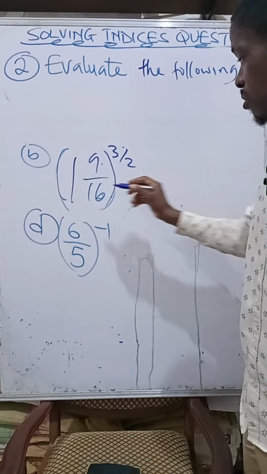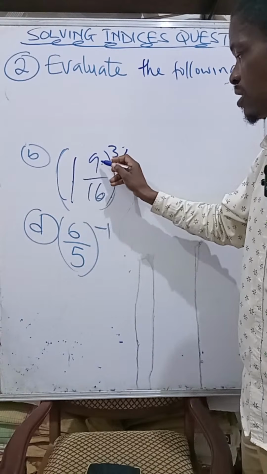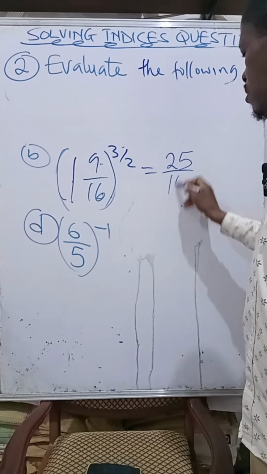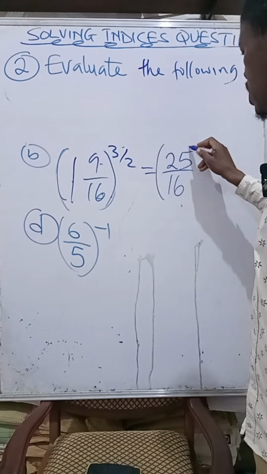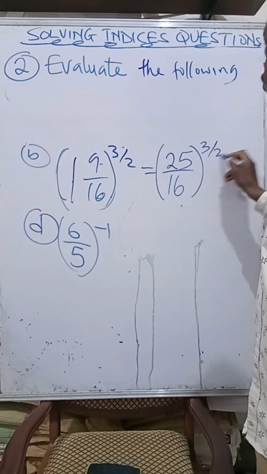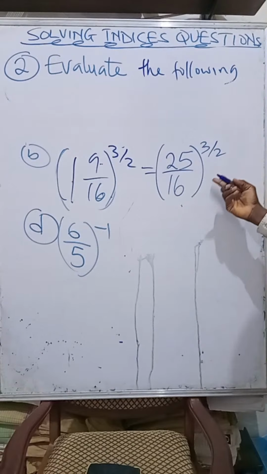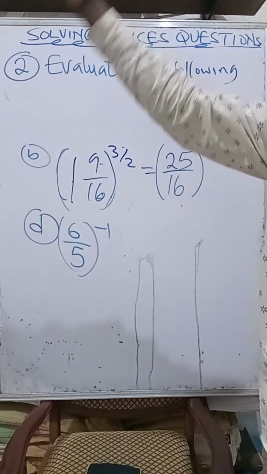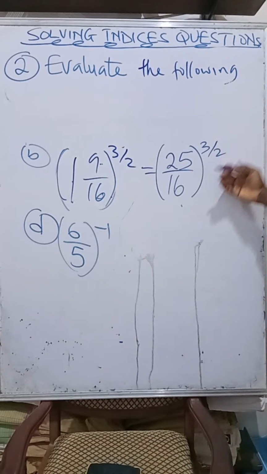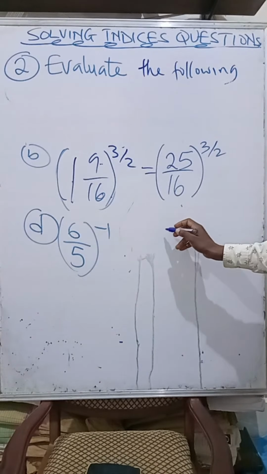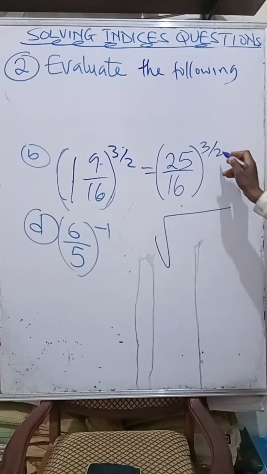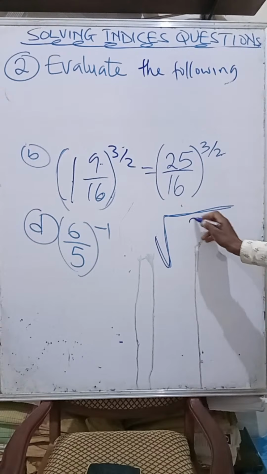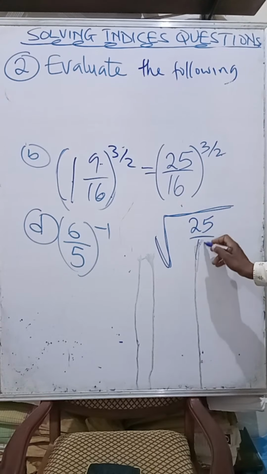I think so. 16 times 1 plus 9, that's 25 over 16. Okay, close the brackets, to the power 3 over 2. Then if you follow the rules I listed and check it again, this will be equal to what? Square root of what? I said the 2 is the same as square root. That's 25 over 16.